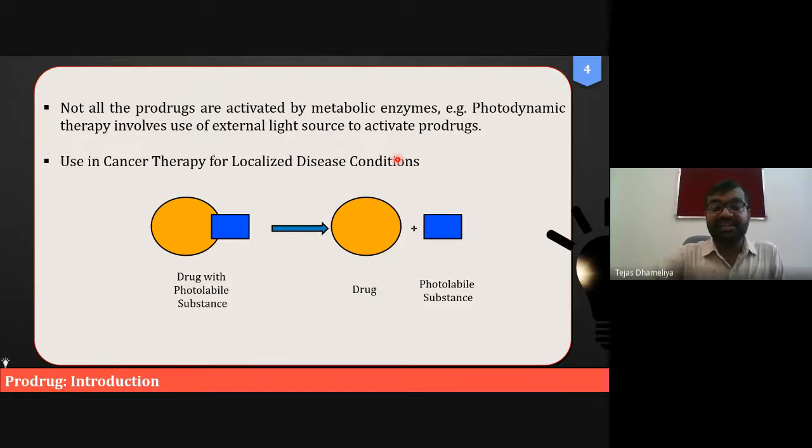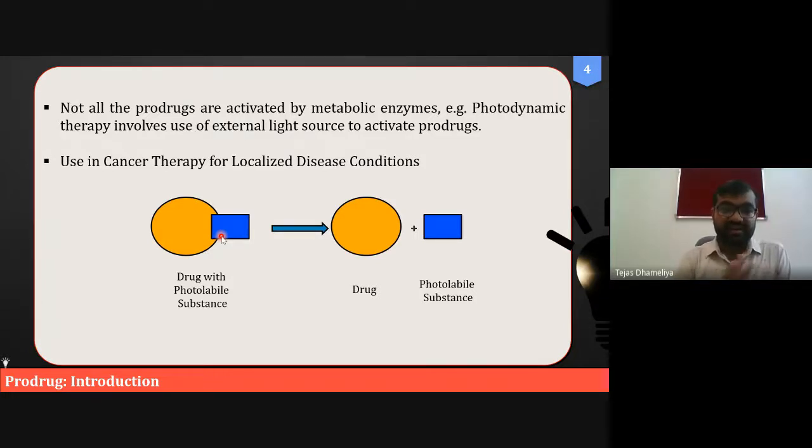One example is on your title screen, which indicates the use of radiation therapy in cancer, especially for localized cancer, whether it is skin cancer or something else. So that is used in cancer therapy for localized disease conditions. A drug with photolabile substances is also there, where after release of a particular substance, it will produce the drug and the photolabile substance. You can see in this schematic representation a yellow colored sphere, which is nothing but a drug, connected with a particular photolabile substance.